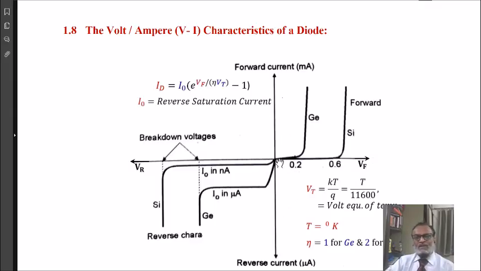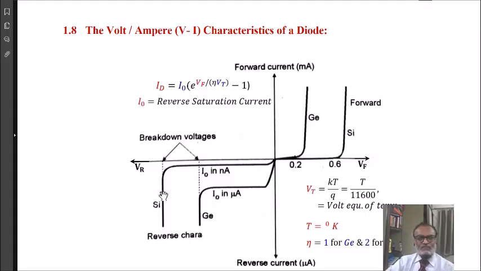So similarly, if we consider the germanium device, up to 0.2 volt of cut-in voltage, the current is very, very small, and then it is rapidly increasing with the forward voltage applied. Again, the governing characteristic is a Shockley relationship.